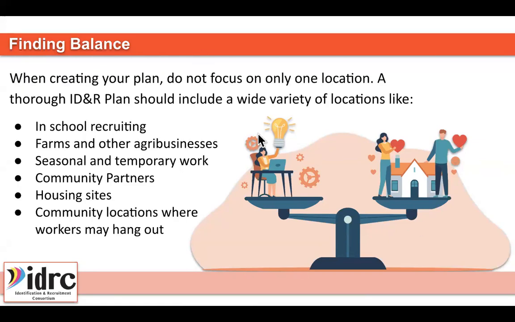As mentioned about the different types of locations and different types of IDR efforts, do not focus only on one location. A thorough plan should include a wide variety, such as in-school recruiting, farms and agribusinesses, focusing on both seasonal and temporary work. I find that one of the main mistakes I see recruiters making around the country is that they will get comfortable with one type of agriculture, with one type of qualifying work, and that's what they'll focus on throughout the year instead of bringing that balance.